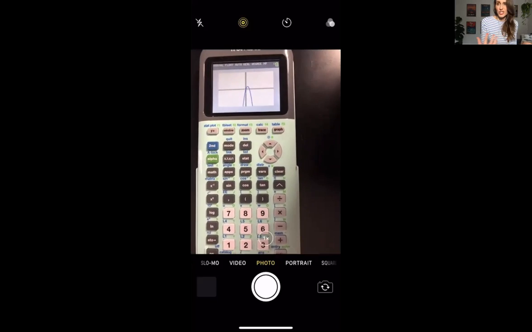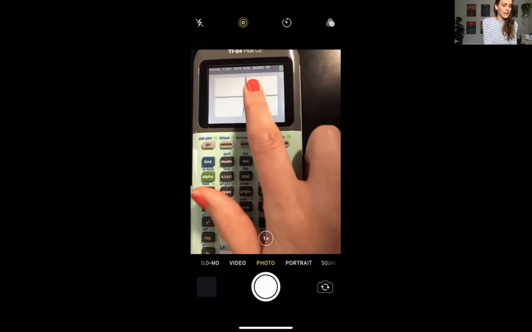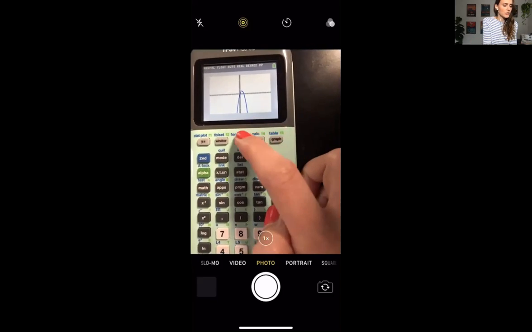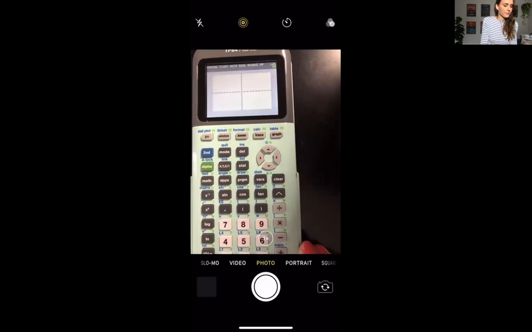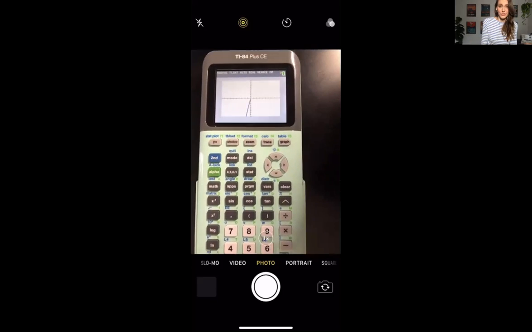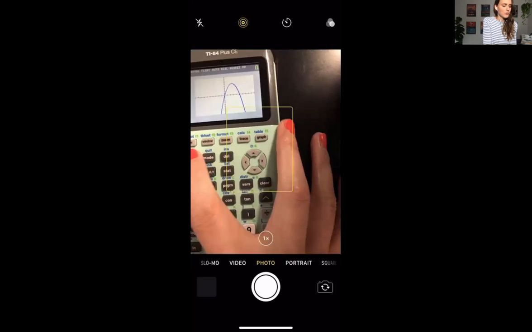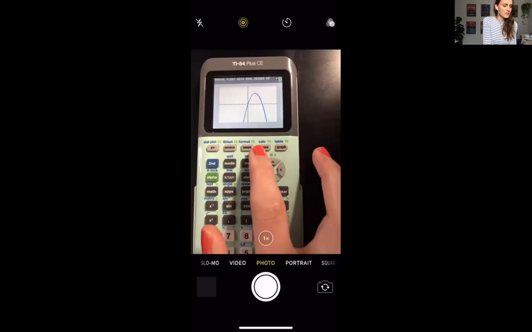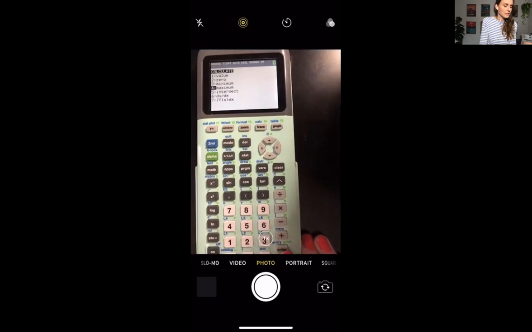And instead of changing the window, if it ever doesn't actually appear in the calculator screen, I would just go to Zoom, Z standard. If you ever need to change your view, that's my preference here, or zoom in or out. Then we're going to go to second trace, which is to calculate our maximum, and press enter.